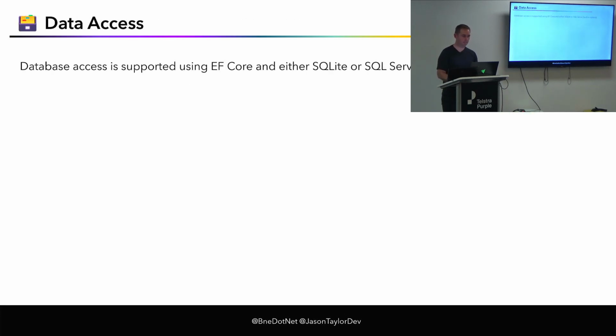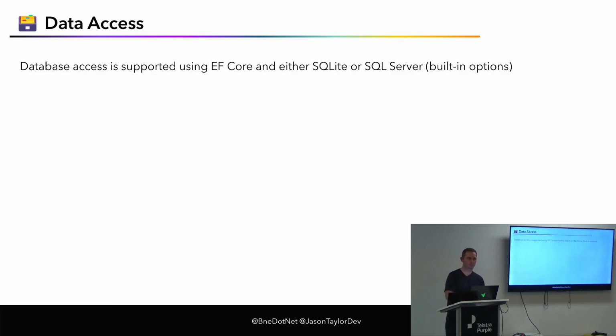All right, data access. This slide is a little bit boring. I'm going to work on this one a little bit, so just bear with me. Data access is supported using Entity Framework Core, either SQLite or SQL Server. Those are the built-in options. Of course, if you wanted to change to something else like PostgreSQL, you just delete the built-in migrations and change the provider, and you're pretty much there. You'll have to update the infrastructure as code as well.